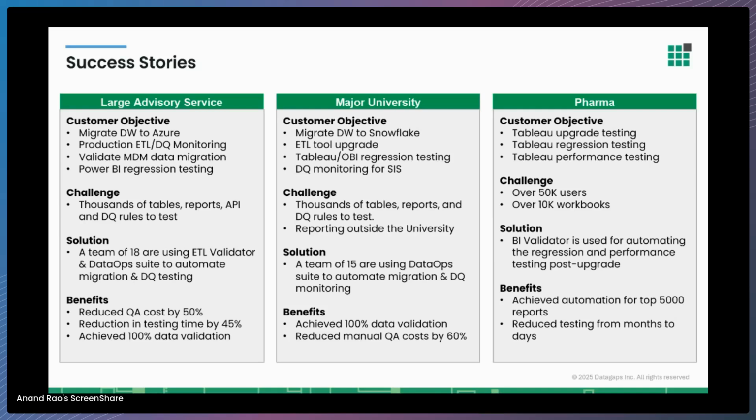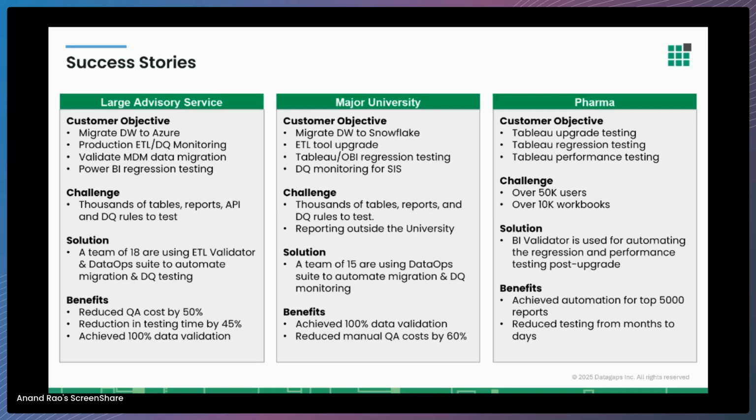This major university engaged us to validate their on-premise to Snowflake migration and later upgraded their ETL tool. So with all these changes, using ETL Validator, they ensured accurate ETL processing while BI Validator performed the regression testing for Tableau and Oracle BI reports. So the reporting errors had previously damaged their reputation, making accuracy critical. So additionally, they implemented data quality monitoring for their student information system. So previously, manual testing covered only a small fraction of their data. With our tools, they achieved 100% data validation and scaled their testing efforts, and they cut their QA costs by 60%.